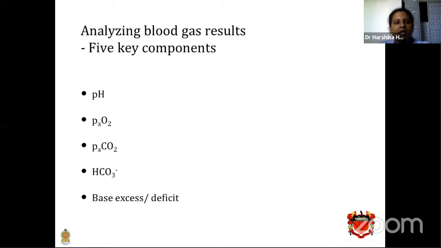I'm sure most of you have seen a blood gas report during your clinicals. So these are the 5 key components that you need to look at when you interpret a blood gas report. Obviously, the first thing you have to look at is your pH, and then the oxygen tension, carbon dioxide tension, bicarbonate level, and base excess or deficit.